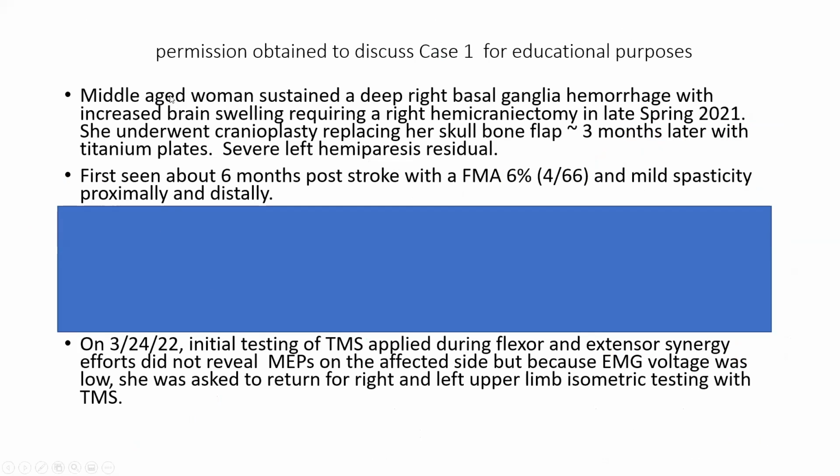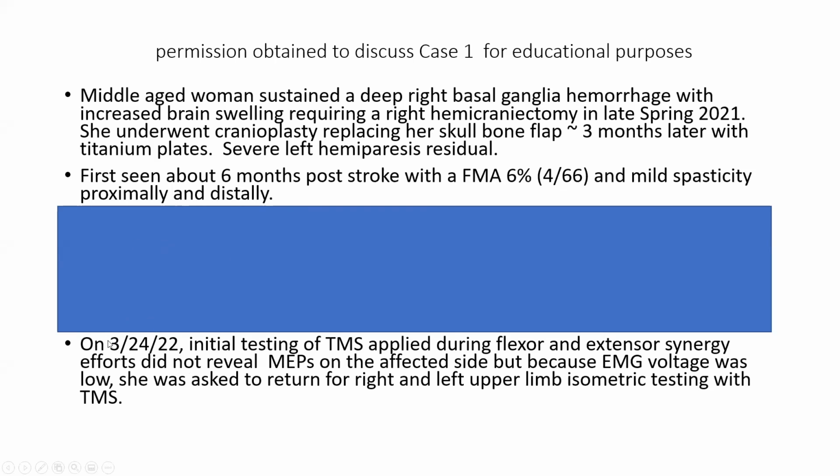This is a case we had. A middle-aged woman sustained a deep right basal ganglia hemorrhage with increased brain swelling, requiring a right hemicraniectomy in the late spring of 2021. She underwent cranioplasty 3 months later with titanium plates. And you can do transcranial magnetic stimulation with titanium plates. And she had a severe left hemiparesis residual with a Fugl-Meyer of 4 out of 66, with some spasticity when she was seen about 6 months after stroke.